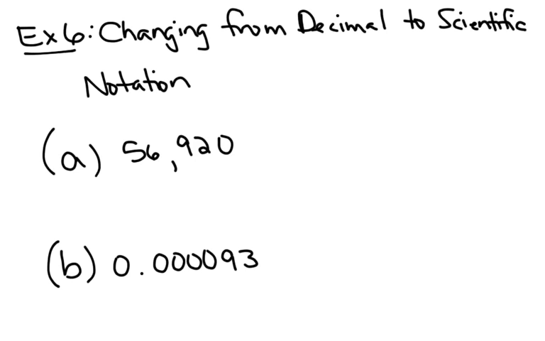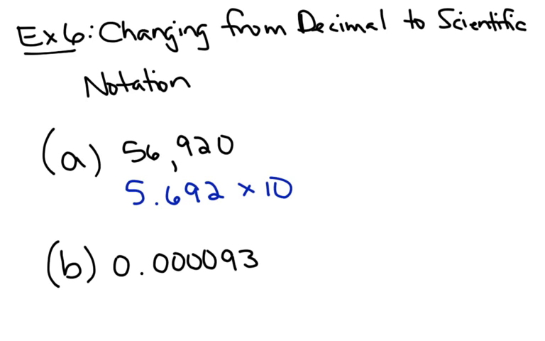All right, so in middle school, the way we learned how to do this was we were told to put our decimal between the first two numbers. So the first two numbers in 56,920 are the 5 and the 6. And then write times 10. The exponent is how many places you move the decimal. Students always get confused. Well, should the exponent be positive or negative? Well, I always teach it like this.